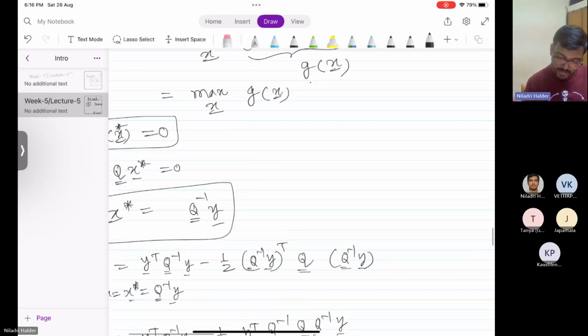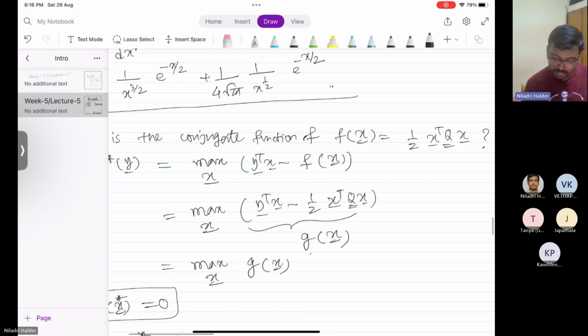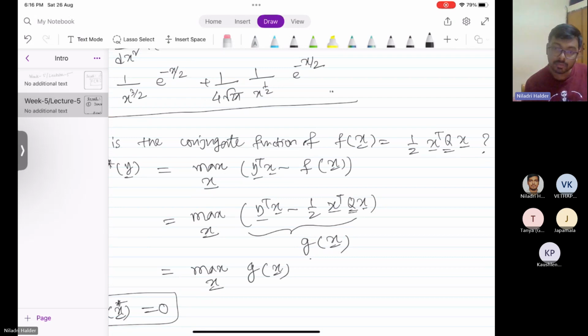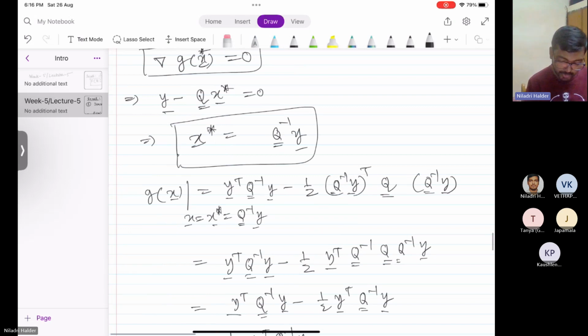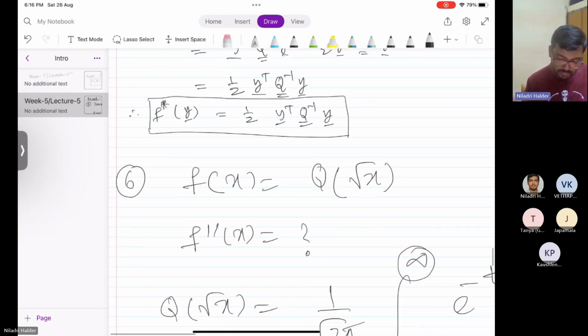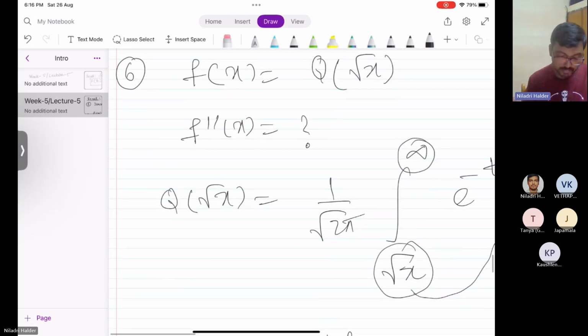So the conjugate function of half x transpose Qx is equal to half x transpose Q inverse x, or half y transpose Q inverse y. Now, here this is a repetition of question 6. Yeah, that's all for today.